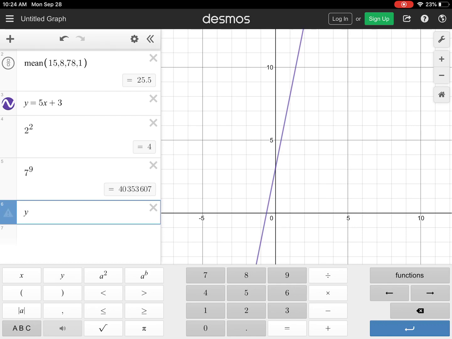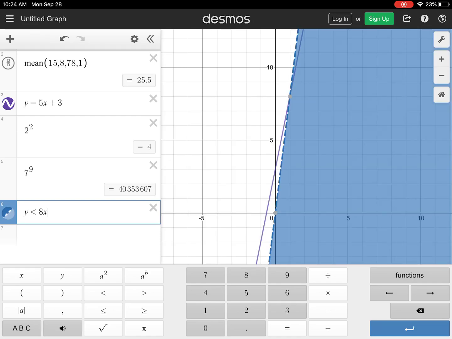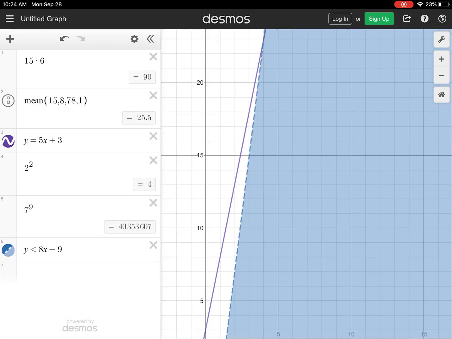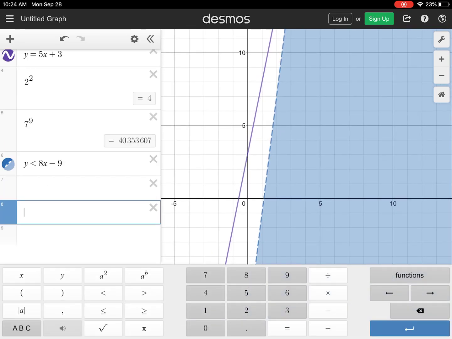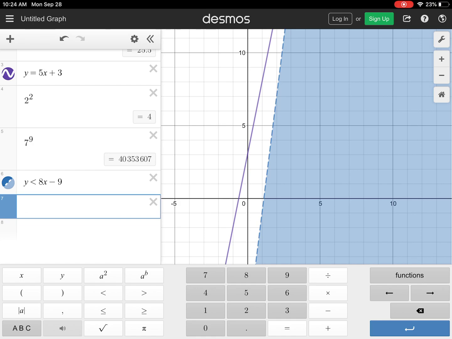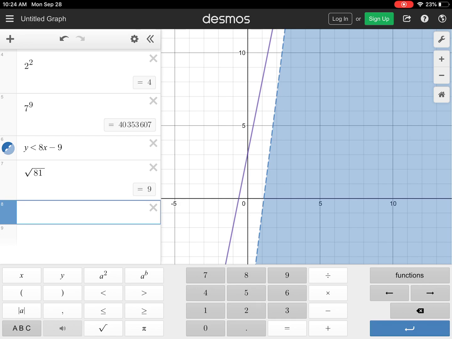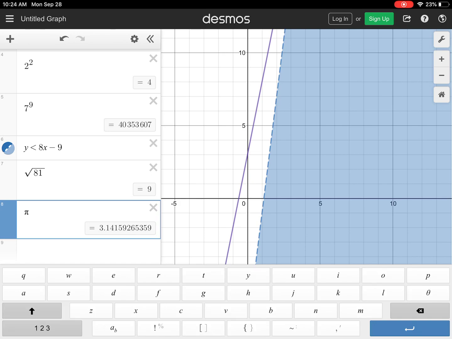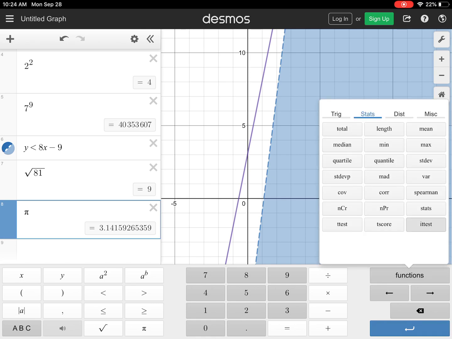Say there's an inequality, y is less than 8x minus 9. And it graphs it for you. Anytime I want to start anew, I just poke the empty space underneath the last problem that I had. You can square root things, so say I want to find the square root of 81. You can use pi. You can add letters, and you can do other functions as well.